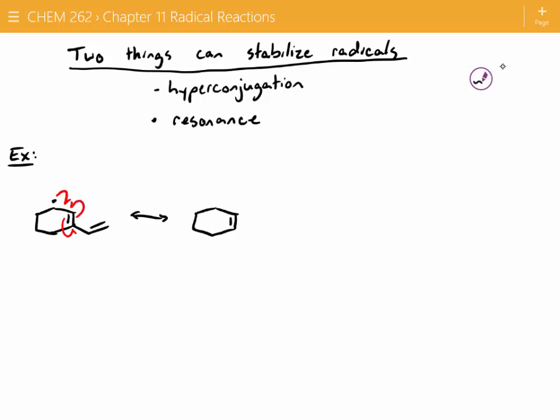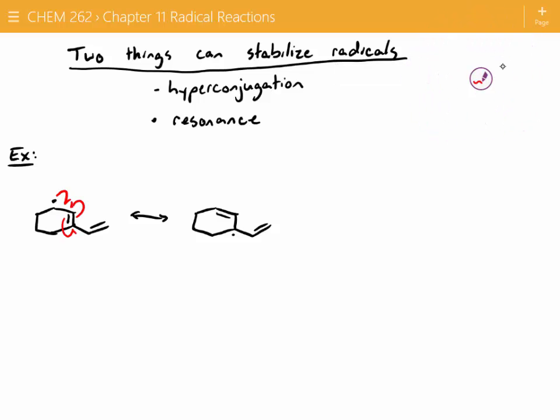Now we've got the double bond here. And we've moved our radical over into a more stable tertiary position. Can we do any more delocalization? Probably. It's still allylic to the other double bond, right?